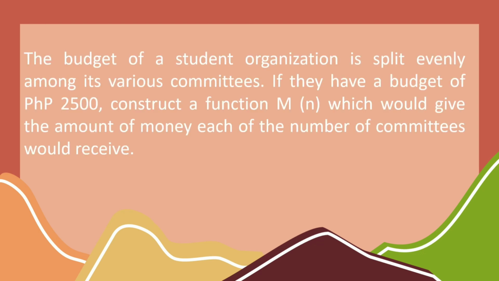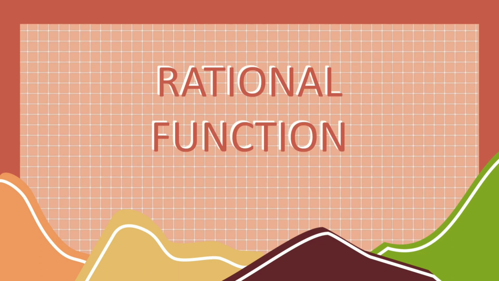Let's have this scenario. The budget of a student organization is split evenly among its various committees. If they have a budget of 2,500 pesos, construct a function m of n which would give the amount of money each of the number of committees would receive. You got it right! The function would be m of n is equal to 2,500 over n. And that is a rational function.